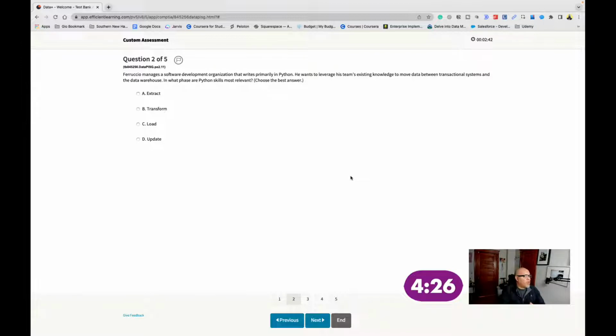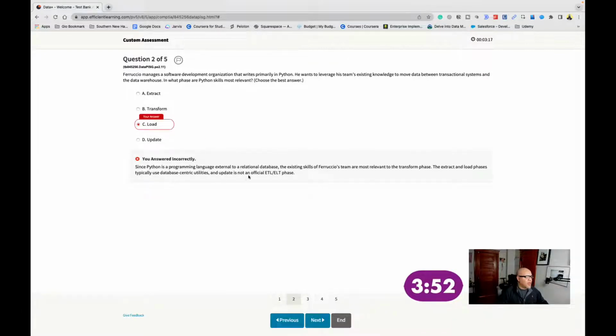Who manages a software development organization that writes primarily in Python. He wants to leverage his team's existing knowledge to move data between transactional systems and a data warehouse. In what phase are Python skills most relevant? I remember this from load. Since Python is a programming language external to relational databases, the existing skills of Ferruccio's teams are most relevant to the transform phase. The extract and load phases typically use database-centric utilities, and update is not an official phase. So it's the transform phase.